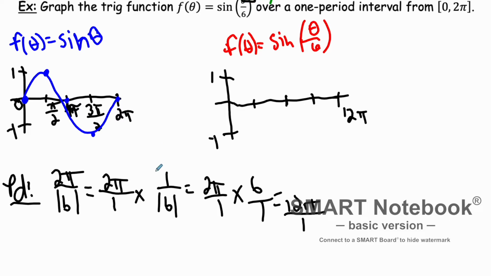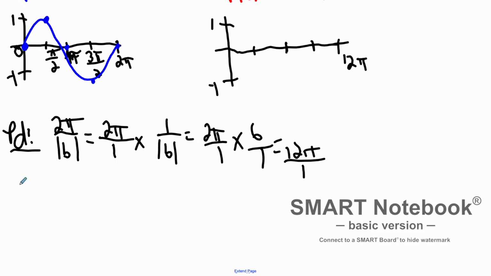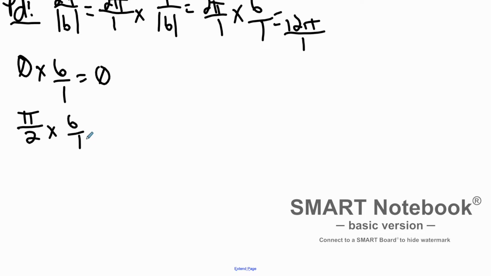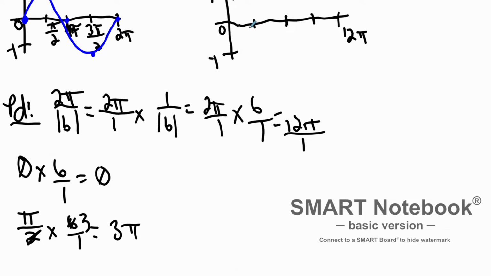All right, so let's run through the rest of these points. First up is 0. So 0 times the reciprocal of 1/6, which is just 6 over 1. 0 times anything gives me 0, so my first point is still at 0. The next point was at pi over 2. Now we're going to multiply this by 6 over 1. Okay, so multiply this. Well, 2 goes into 6 3 times, so I'm left with 3 pi. All right, that's my next point, 3 pi.